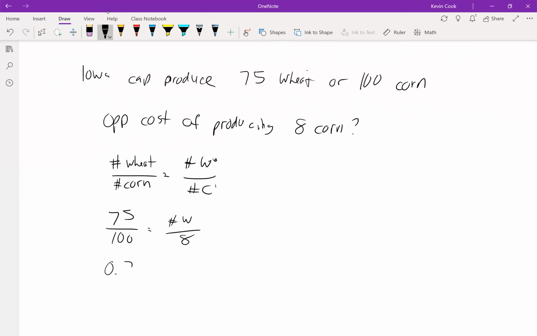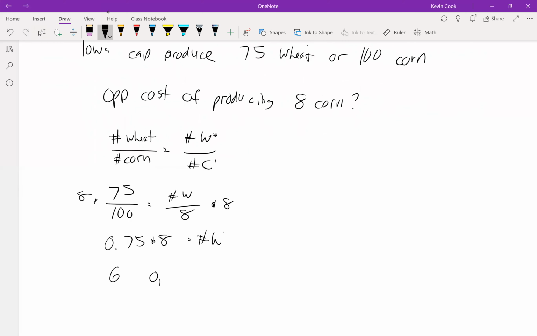75 over 100 is 0.75. Then we can multiply that by 8. If we multiply 8 by both sides, then 0.75 times 8 is 6. So in this case, 6 wheat is the opportunity cost to produce 8 corn. If you see something like that, that's basically how you can do it.